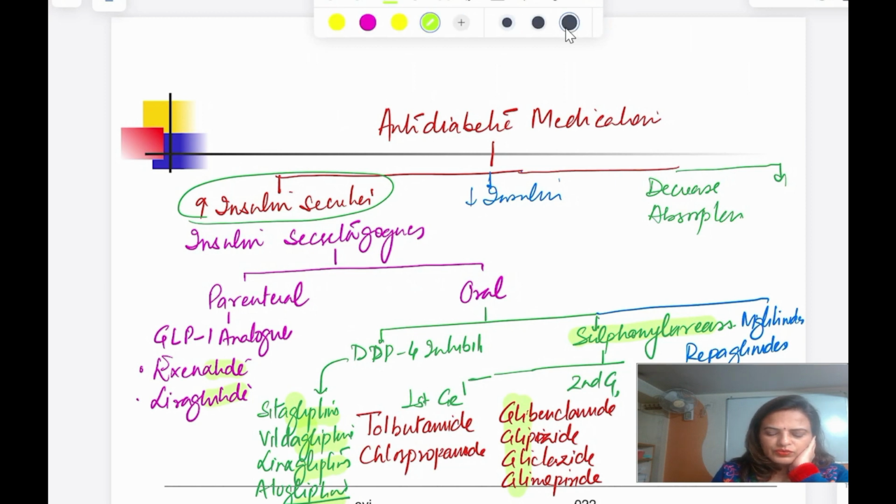What is the classification depending on the mechanism of action? These are the drugs which are going to increase the insulin secretion. Now where will the insulin secretion be from? From the pancreas. So that means the pancreatic islet should be intact. Some number should be there for the action of this group of drug. So they are further classified into parenteral and oral.